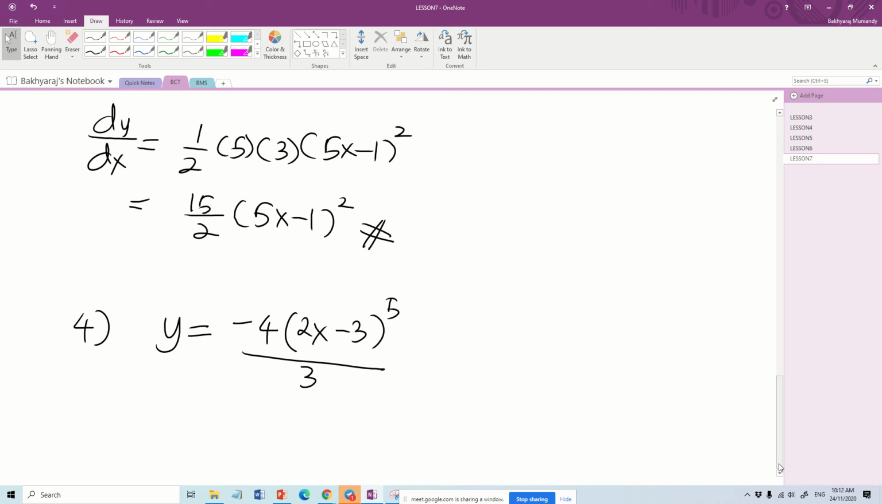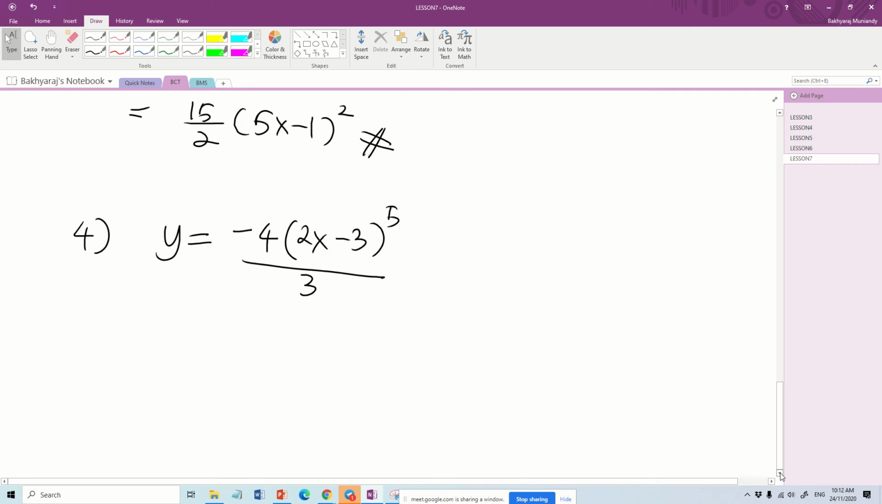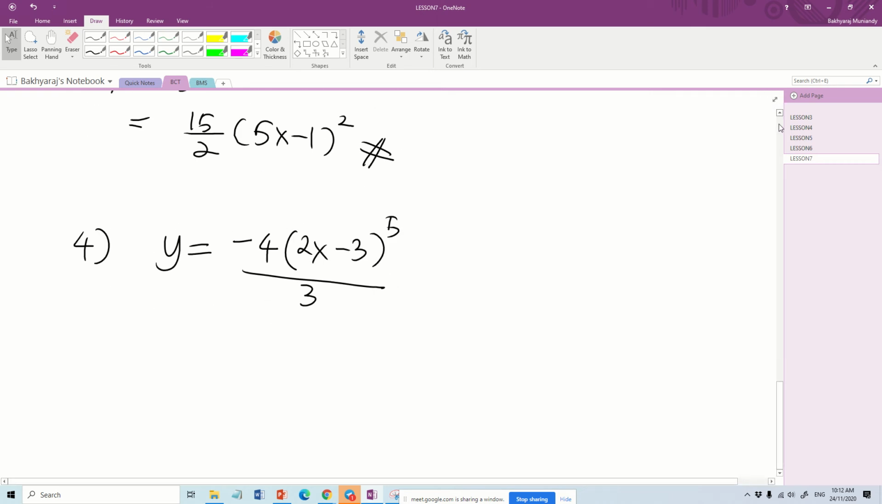Okay, what is my answer? Sorry, lagi sekali. Negative? Yeah, correct. Negative 40 over 3. Betul. Betul. Very good. Okay, itu jawapan dia.